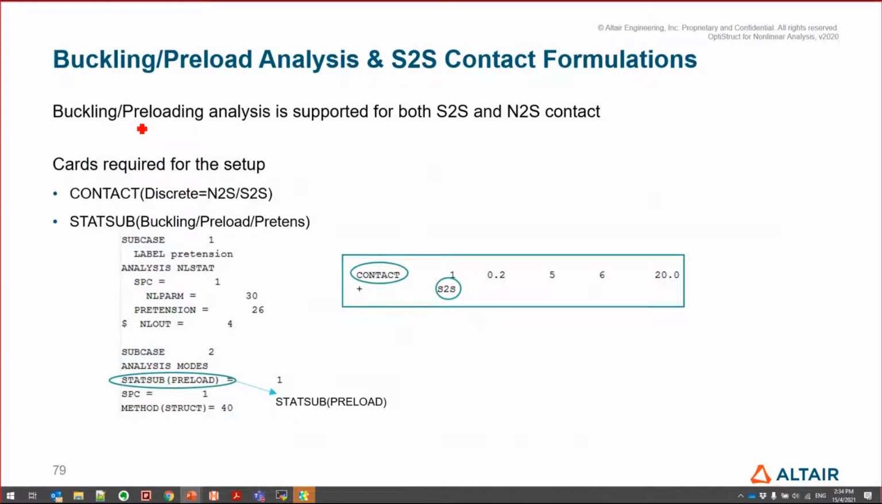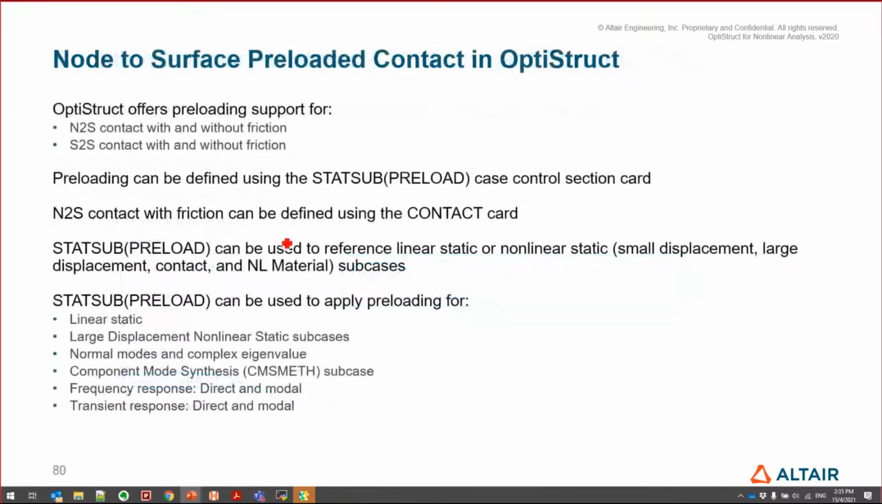Then we have preloading here. We touched a bit on preloading yesterday. Here's an example of how we can refer a new subcase to a NLSTAT by using this STATSUB here. Of course, we learned yesterday there are other methods. You can use the continue nonlinear sub, right? CNTNLSUB. So you can use that also, or you can also use a STATSUB here, right? Same as yesterday.